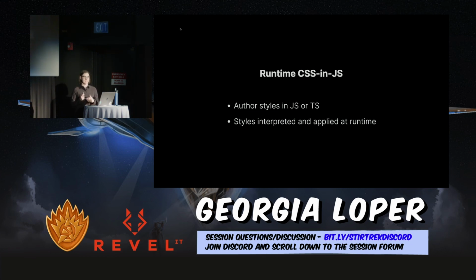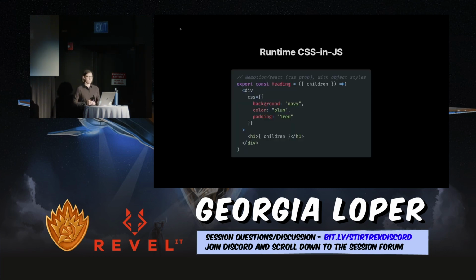Runtime CSS-in-JS allows you to author your styles in your JavaScript or TypeScript files, and then those styles will be interpreted and applied to your elements in the browser at runtime. Okay, what does that mean? What does that look like? This example is using emotion React.